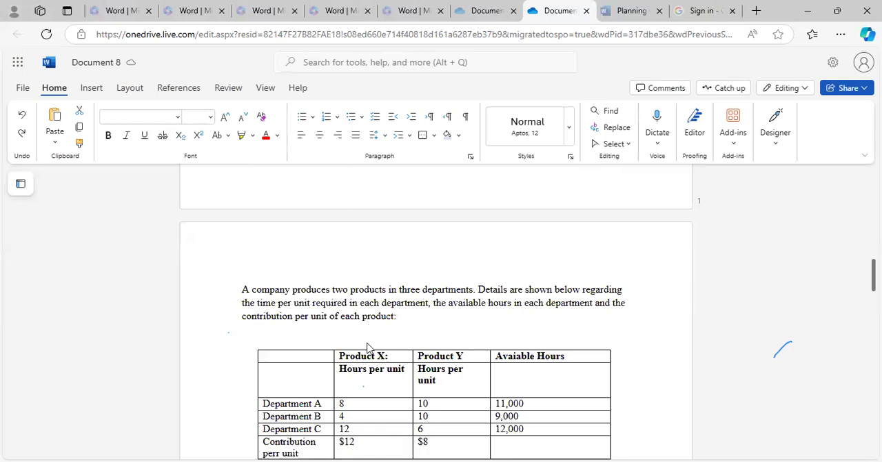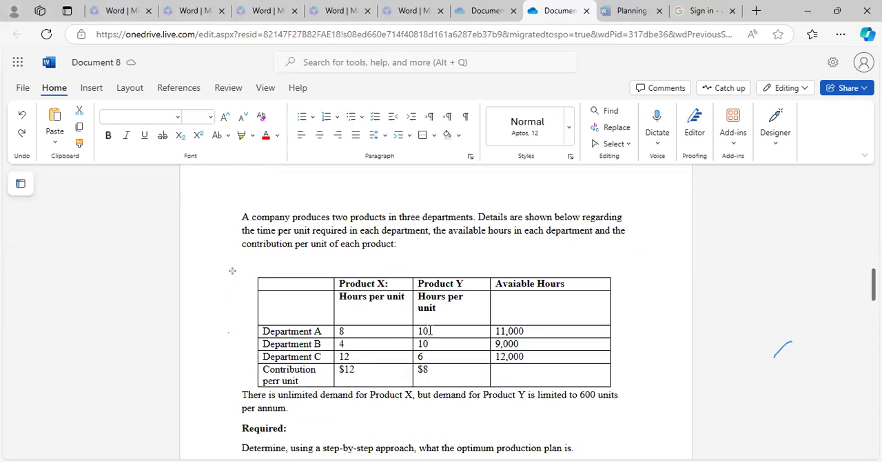A company produces two products in three departments. Details are shown below regarding the time per unit required in each department, the available hours in each department, and the contribution of each product. There are two products, X and Y.